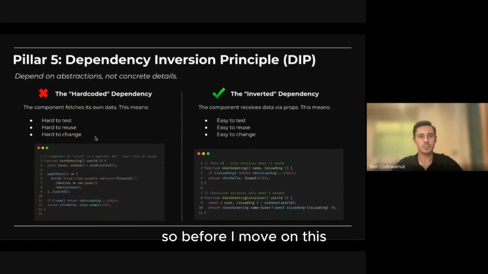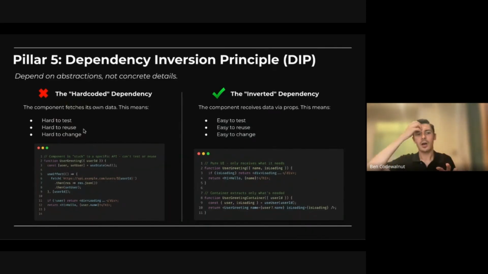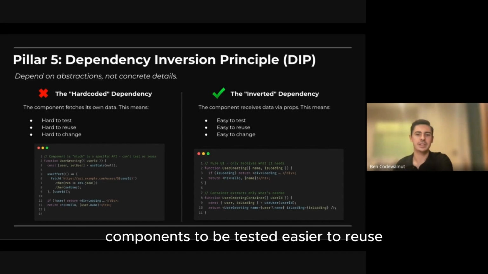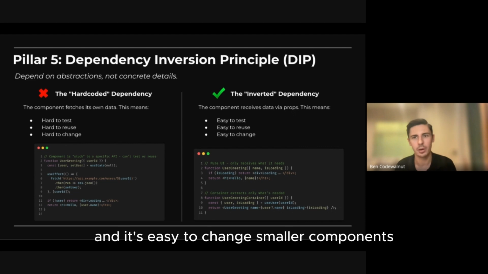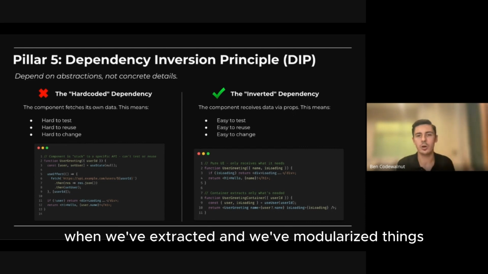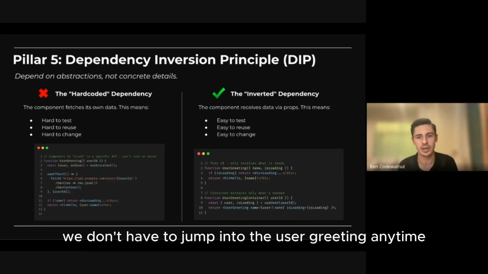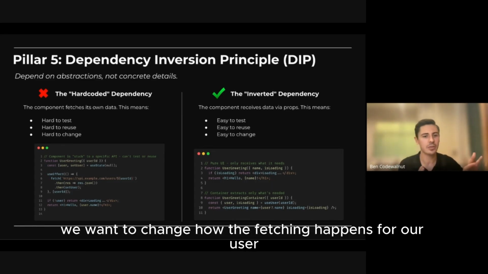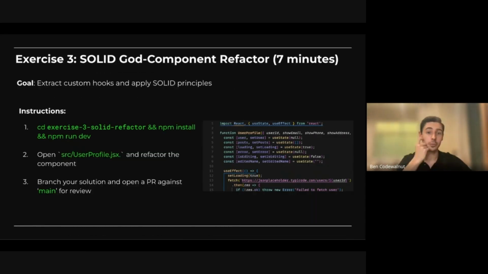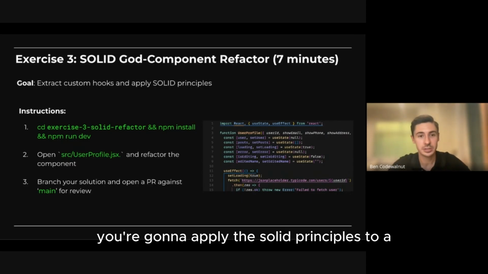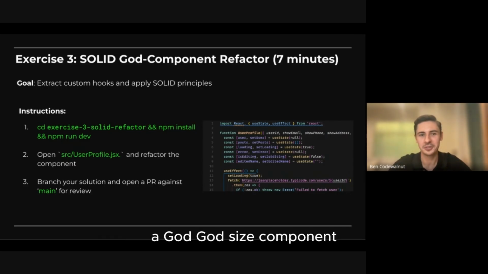So before I move on, why we do this is because we make it easier for our components to be tested, easier to reuse, and it's easy to change smaller components. When we've extracted and modularized things, we can look at that in isolation. We don't have to jump into the user greeting anytime we want to change how the fetching happens for our user. So the final exercise is you're going to apply the SOLID principles to a God-sized component.